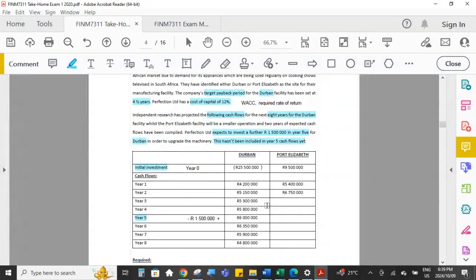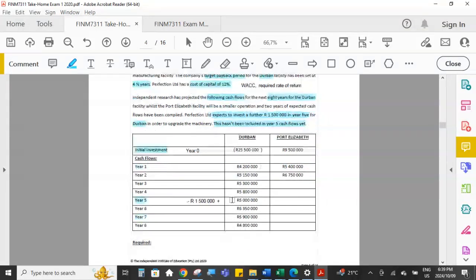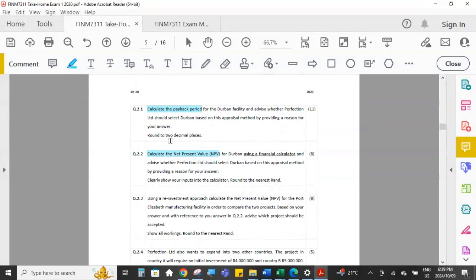Okay, so then our second method is the net present value method. Over here, they've said calculate the net present value for Durban. This one here, they've specified using a financial calculator. So if they've specified using a financial calculator, then we must follow the instructions. And then again, they said advise whether they should select it and provide a reason. And then other instructions are clearly show your inputs into the calculator and also round to the nearest rand. So if you'll see question 2.1 said round to 2 decimal places, this says round to the nearest rand.